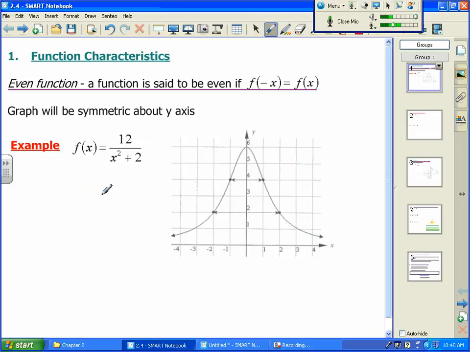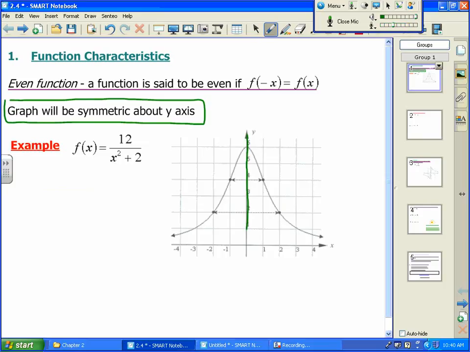And what will happen, typically, well, all the time with even functions, is that they're going to be symmetric about the y-axis. If you look at this y-axis here, what I mean by symmetric is that it's acting like a mirror. The right-hand side of my function is an identical mirror image, or what we call a reflection, about the y-axis. So that's one way you can see if a graph is even. It's a mirror image along the y-axis.